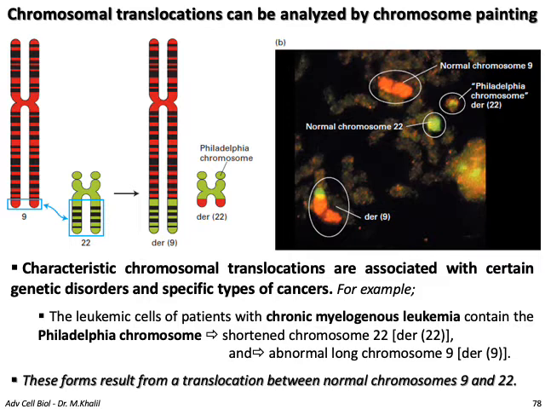This characteristic chromosomal translocation is associated with certain genetic disorders. For example, this is a type of chronic myelogenous leukemia containing the Philadelphia chromosome. In other words, it contains two abnormal versions of the normal chromosomes, which are the shortened chromosome 22, DER22, and the abnormally long chromosome 9, DER9. You can see under the microscope, the fluorescence shows the normal and abnormal chromosomes. The normal chromosome 9 takes the orange color, while the normal chromosome 22 takes the green color. In case there is a translocation, you can see a mix between the green and orange colors. These forms result from a translocation, as I said, between chromosome 9 and 22.